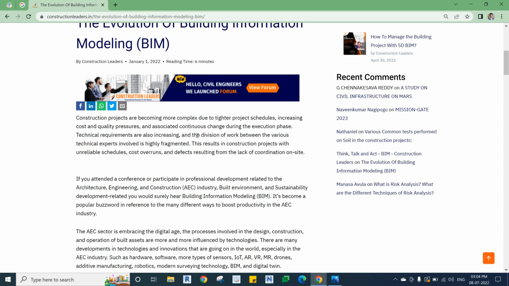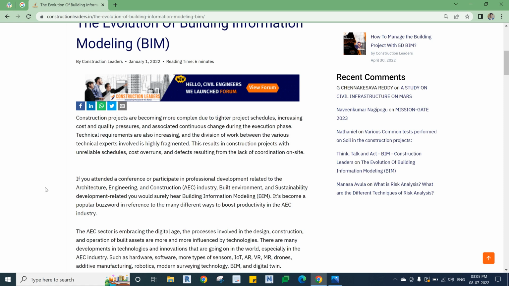See, construction projects are becoming more and more complex due to tighter project schedules, increasing cost and quantity pressures, and associated continuous change during the execution phase. Dear friends, generally, if you see the statistics data also, in the construction industry, projects are getting overrun in terms of cost and time. 95% of projects are not being delivered within the project timeline and within the budget. I hope you can understand the severity of the problem.